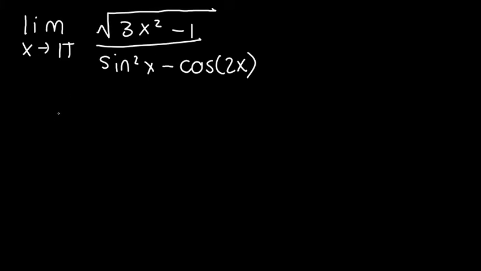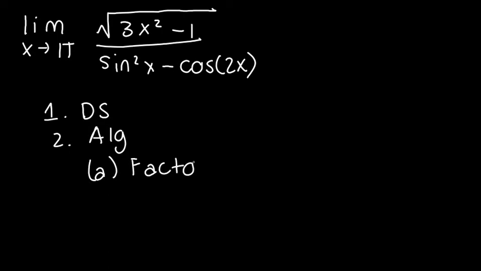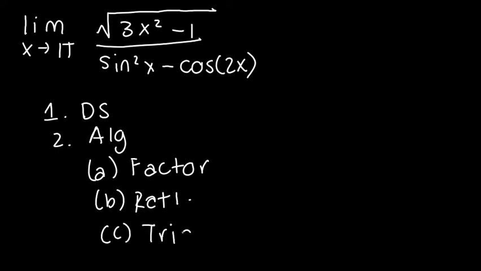As we remember, our first strategy for limits is direct substitution. Then if that doesn't work, we go to algebraic manipulation. In that, we can factor quantities, we can rationalize, and if none of those work, we can try trigonometrical factoring or whatever. So let's first do some direct substitution.